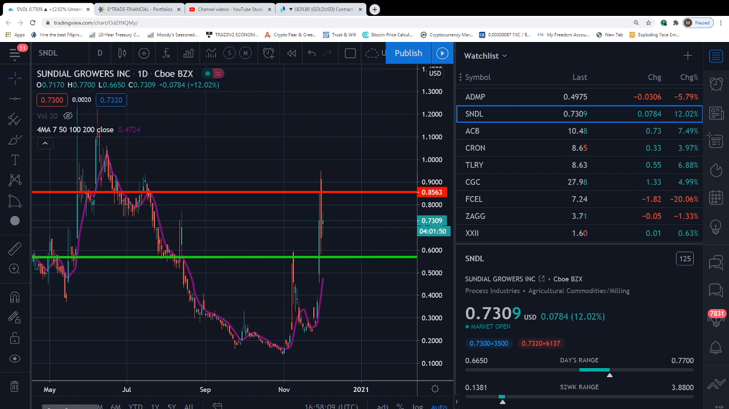So let's get into this daily price prediction on Sndl. Let's not waste time. Let's dive right into the charts here. Shall we? All right. So today's December the 2nd, 2020. And the current price of Sndl is going to be 0.7320, up about 12% for the day.